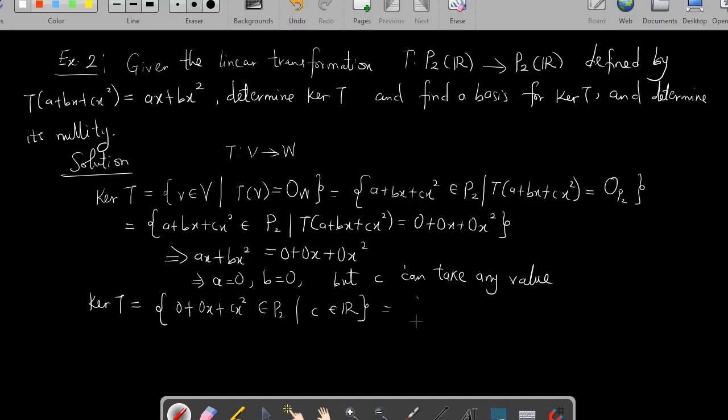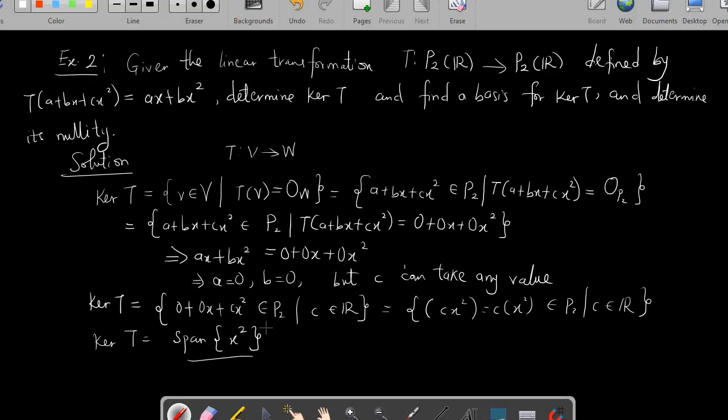So this means that if you write this in a bracket, you have CX squared. And I can actually write this as C times X squared, which is an element of P2, such that C is an element of R. Now our kernel finally will be equal to the span, the way we did the first example. Span of just X squared. So basically this is your kernel.